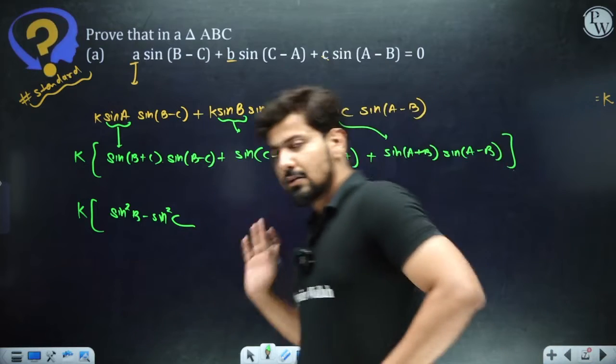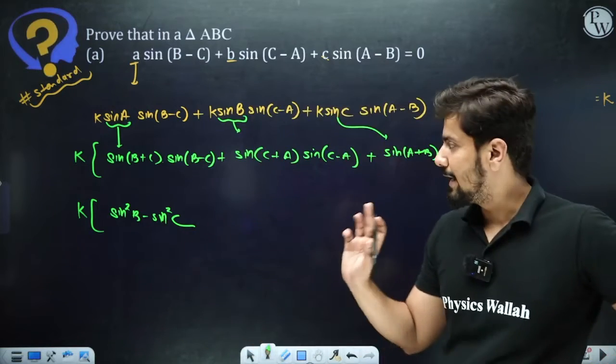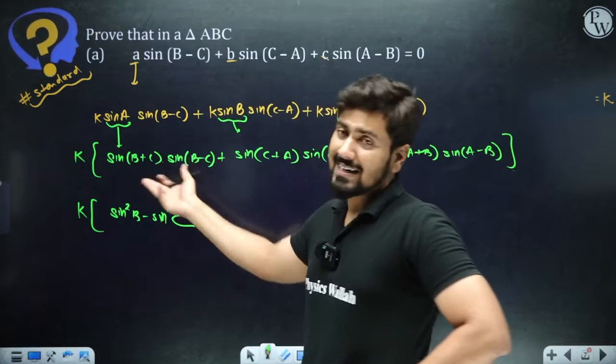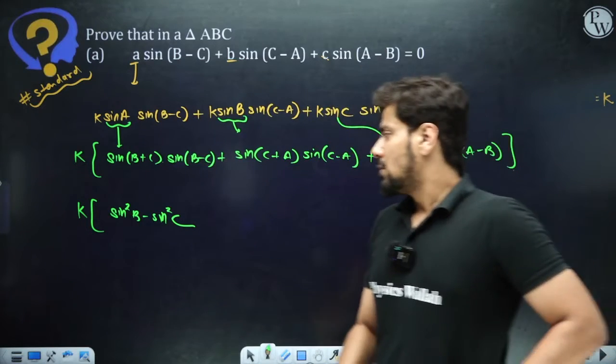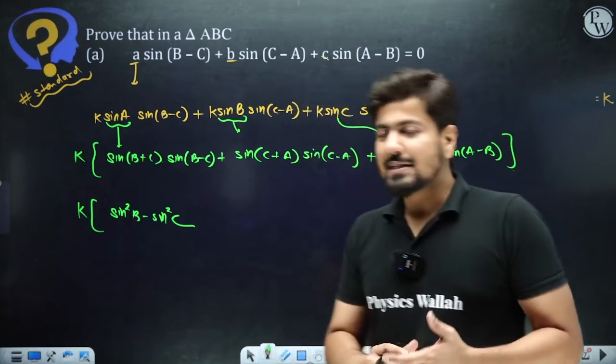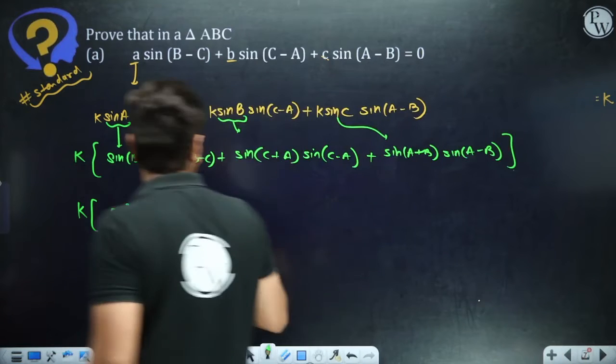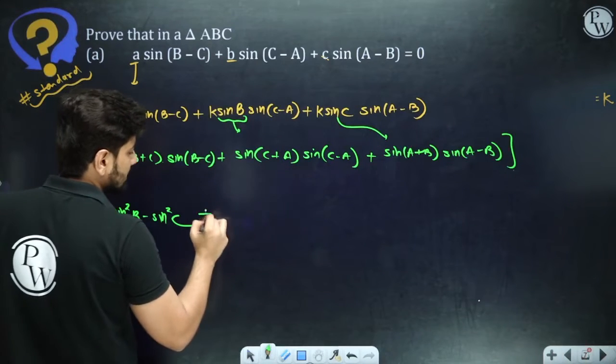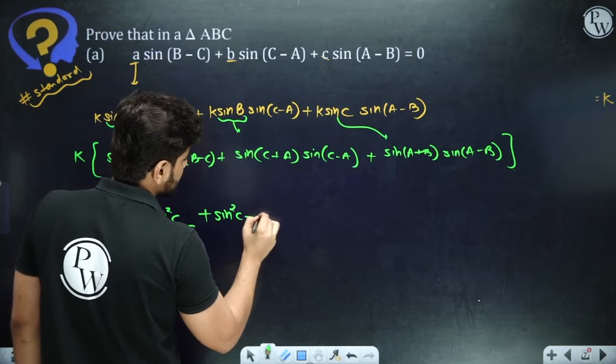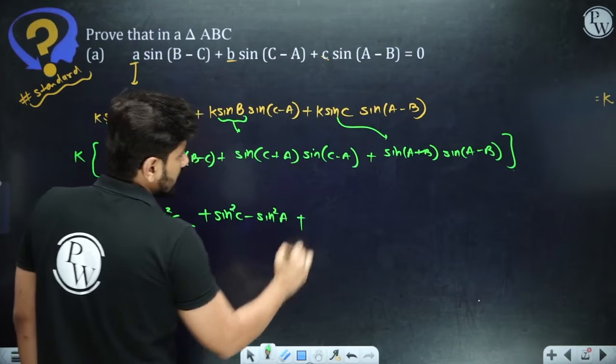All these identities that I have been using over here have been written in the previous page. So just move the video back a little bit and watch all these identities that I have already explained in that page. So sine square B minus sine square C will be sine of B plus C into sine of B minus C. Sine of C plus A into sine of C minus A will be sine square C minus sine square A.